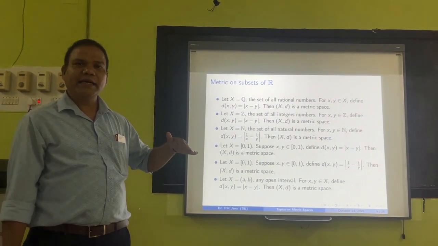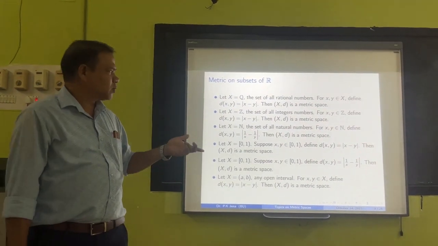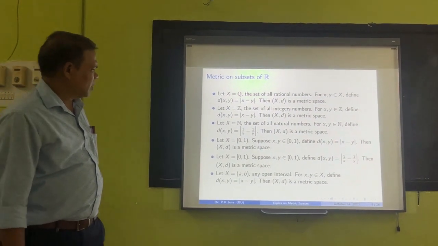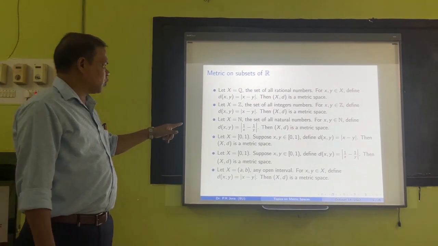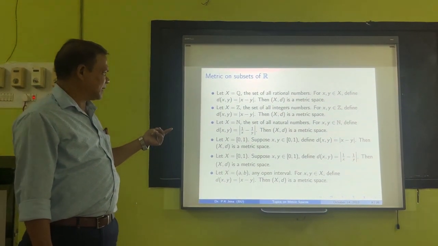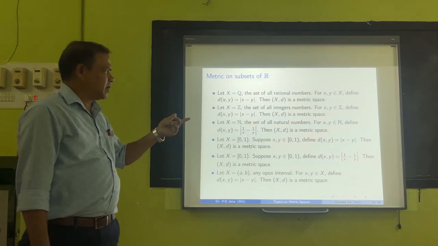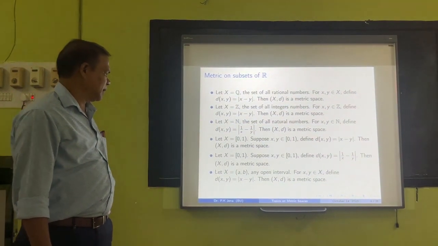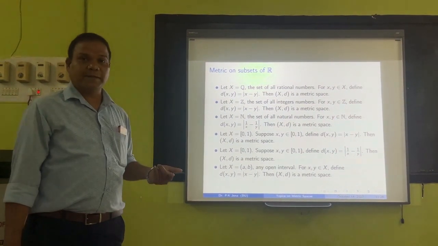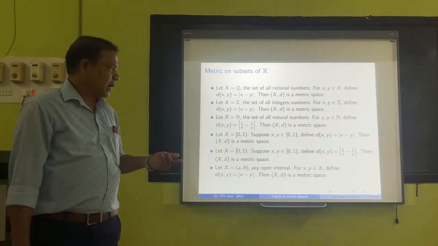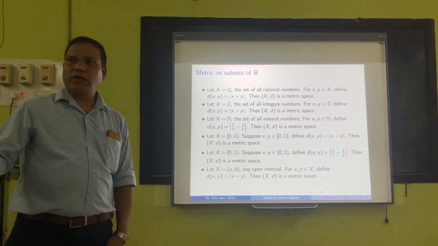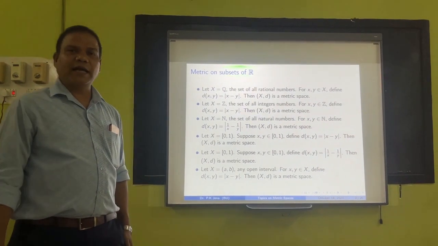If we take the semi-open interval 0 closed, 1 open, we can define the same metric which was defined on R. d of x y is modulus of x minus y. It is also a metric on 0 closed, 1 open. Similarly, we can define another metric on the same set, the semi-open interval: d of x y is modulus of 1 by x minus 1 by y, it is also a metric. If we take any open interval which is a subset of R, we will also have the same metric on the open interval a b.